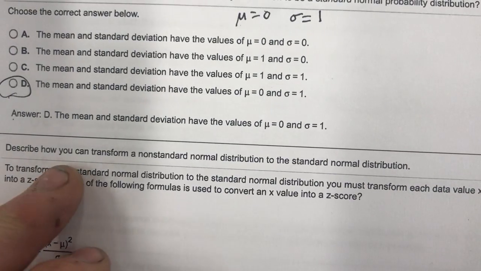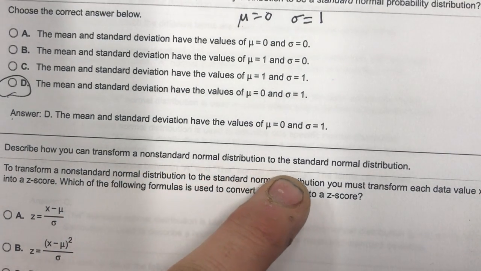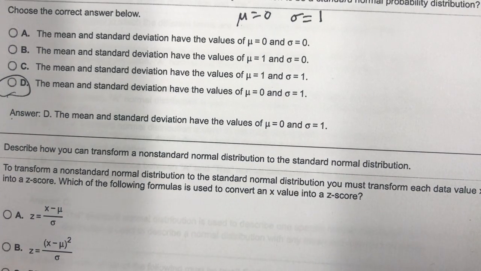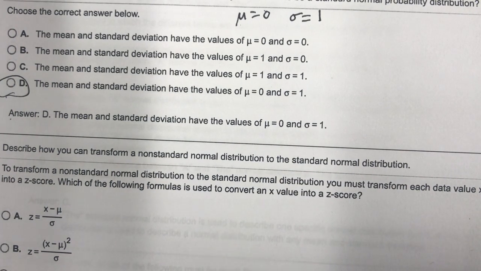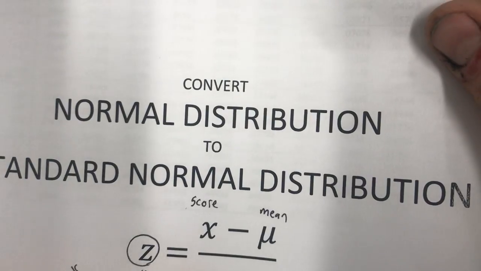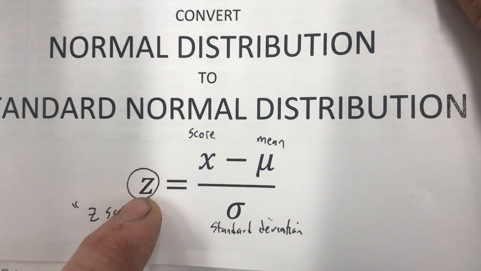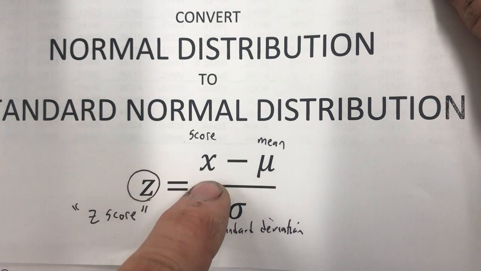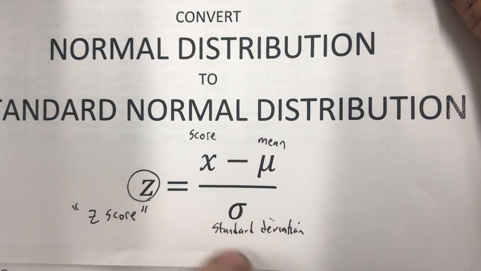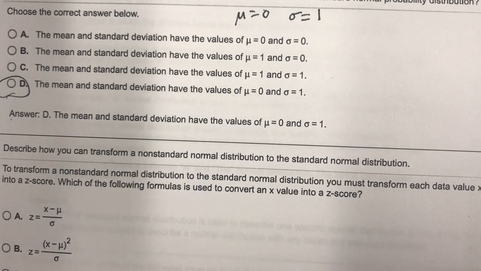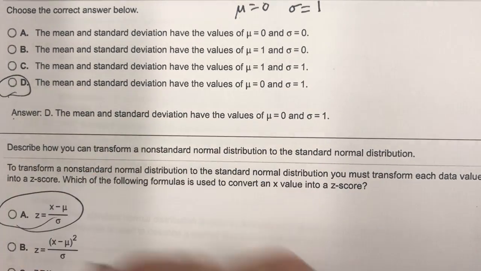Now, how can you transform a non-standard normal distribution to the standard normal distribution? That's what I just showed you a while ago. Let me get my paper I had for that. Right here. This is how you do it. The z-score equals your score minus your mean, divided by the standard deviation. So that looks like A, right there, the first one.